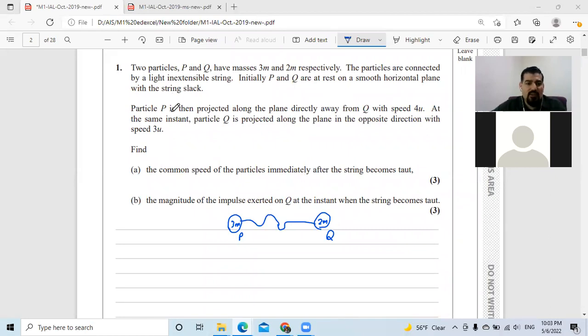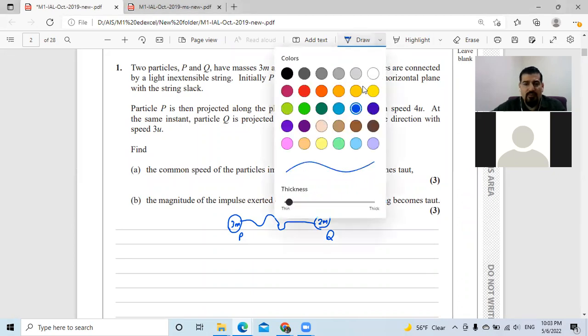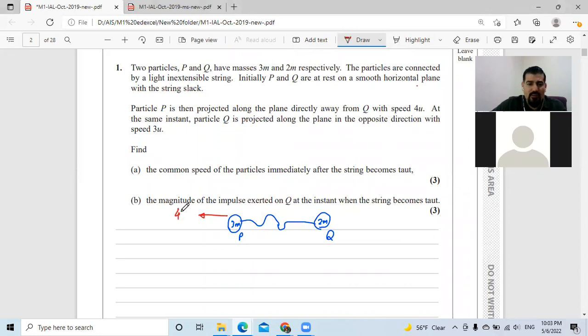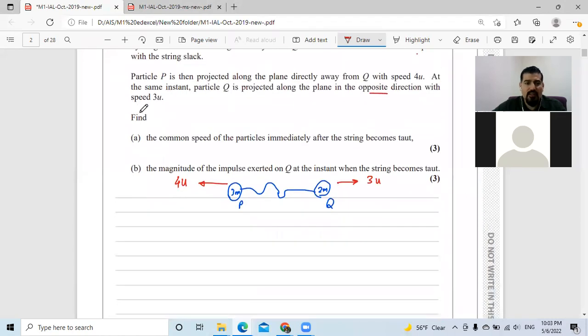The particle P is then projected along a plane directly away from Q with a speed of 4u, so it moves in this direction, 4u. And at the same instant, particle Q is projected along the plane in the opposite direction with a speed of 3u, like this. Find the common speed of both particles when the string becomes taut.